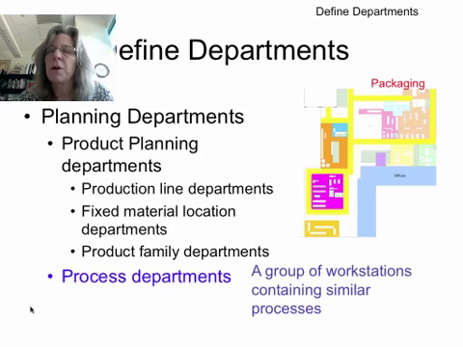The next kind of department is a process department, where you look at a group of workstations containing similar processes. So in product planning, they're processing similar products. In process planning, they're doing similar processes. So this would be like grouping all of the lathes together, or all of the mills together, all of the drills together. Those would each be process departments. The processes are the same. Their products are not the same, but the processes are the same.